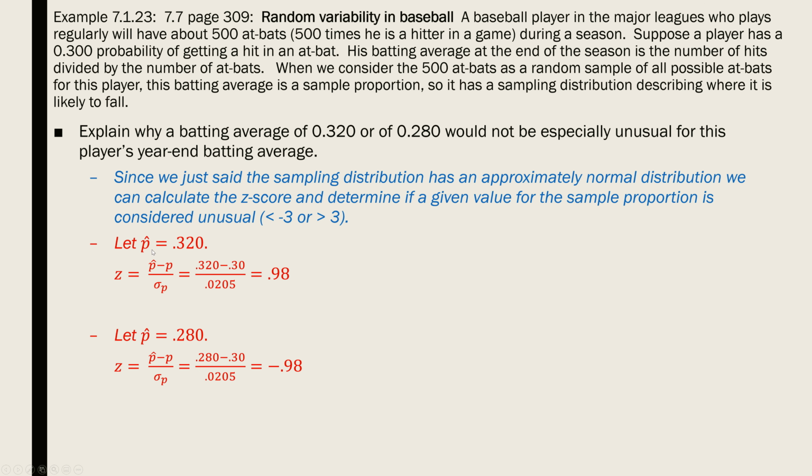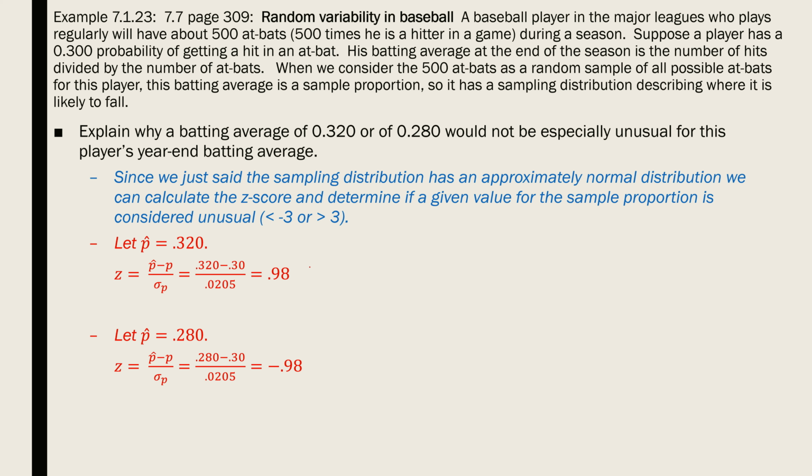So first, let's denote p-hat as 0.320. So we can calculate the z-score in this way, and the z-score is positive 0.98, which is smaller than +3. Next, we let p-hat equal 0.280. Then the z-score will be calculated in this way, which is -0.98. Negative 0.98 is larger than -3. So that's why both those values are not considered unusual.